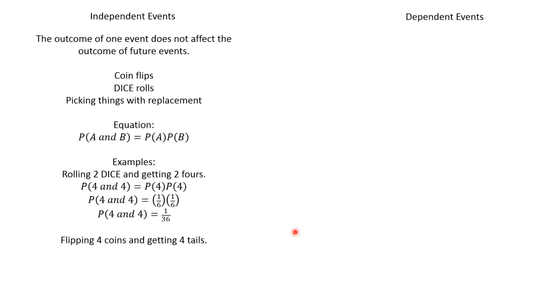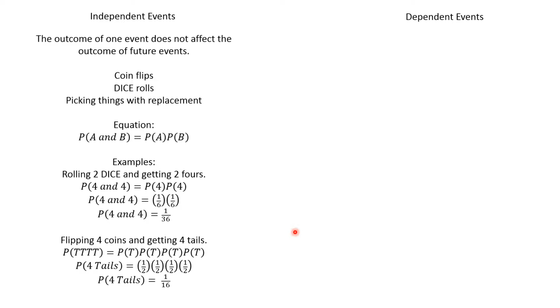Another example, flipping 4 coins and getting 4 tails. So here we have more than 2 things happening. Well, that's okay. The probability of getting 4 tails is just the probability of getting a tail times the probability of getting a tail times the probability of getting a tail times the probability of getting a tail. Each of those is going to be 1/2. So we just multiply all those together to get 1/16.